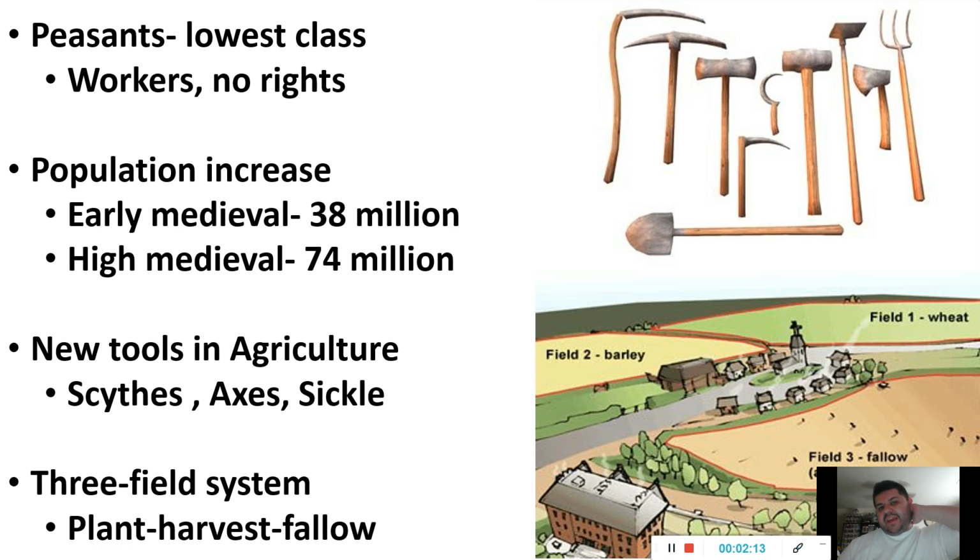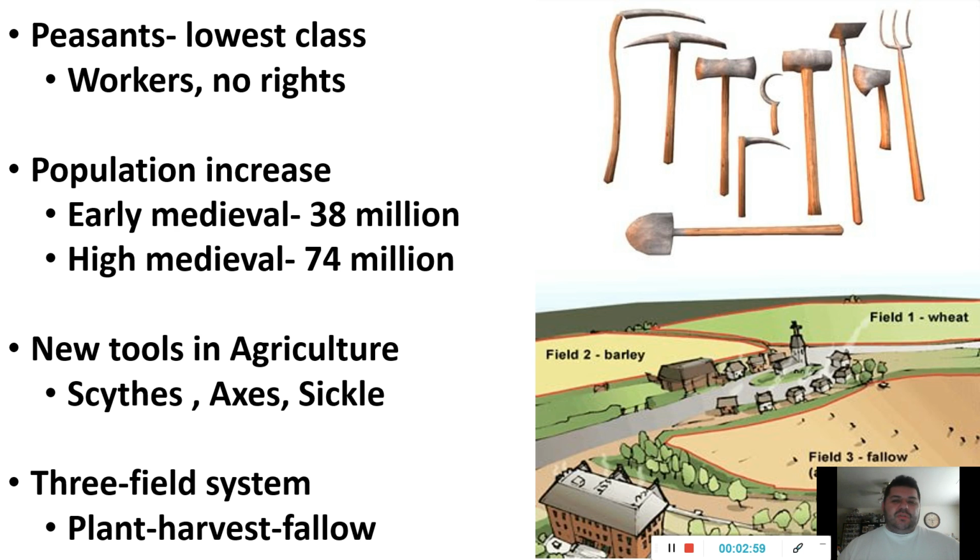So here's the thing: the peasants are the lowest class. The only people they are above are slaves. Basically the peasants get paid close to nothing. They have really no rights. They're free, but they really can't do much. And they're used for their manual labor. Now, the population increases in the Middle Ages from 38 million to 74 million. And then there's another drop after that, but that's later on.